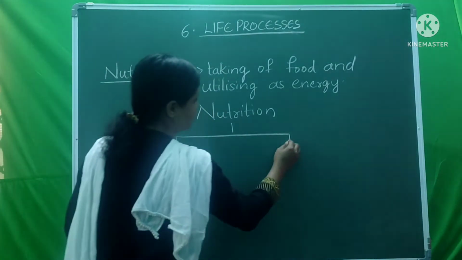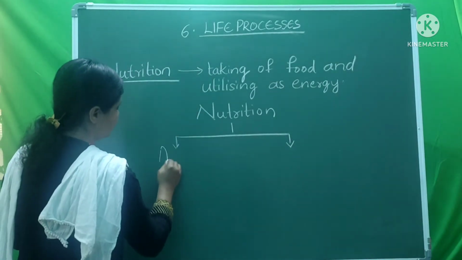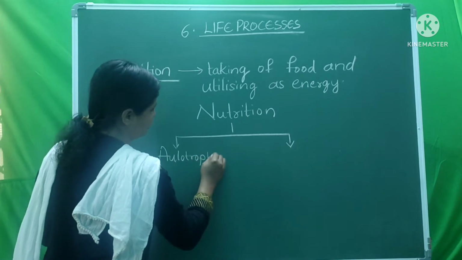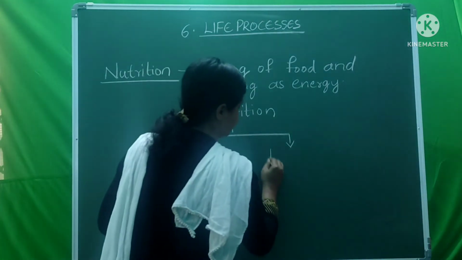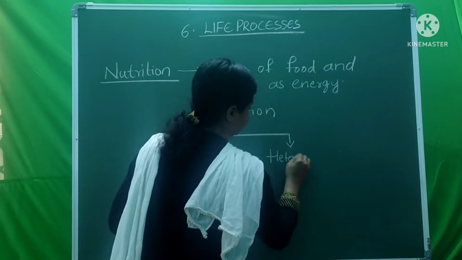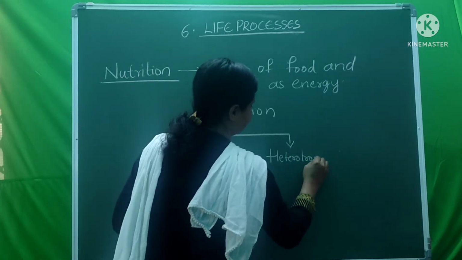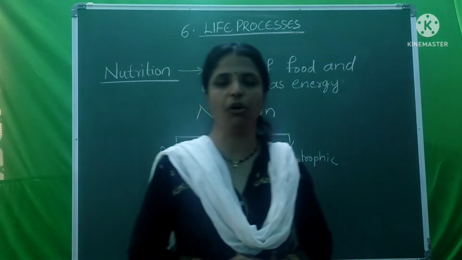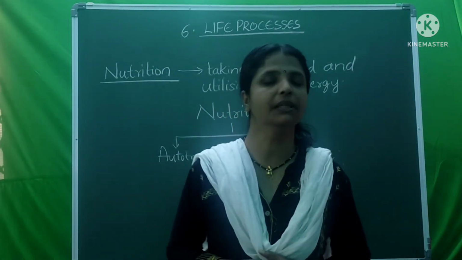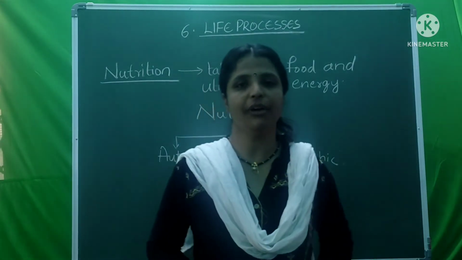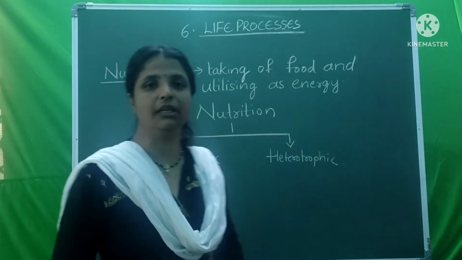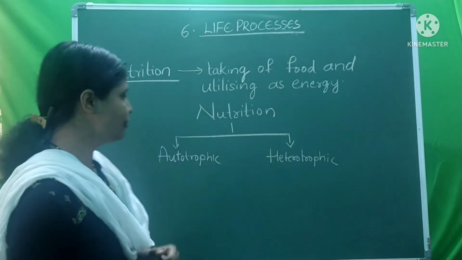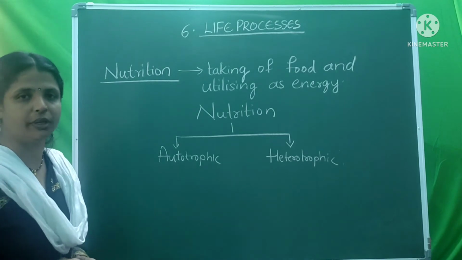Okay, what are those two modes? The first one is the autotrophic mode of nutrition and the other is the heterotrophic mode of nutrition. Okay, so what do you mean by autotrophic and heterotrophic? इसका मतलब क्या होता है? Whatever we are going to learn about autotrophic and heterotrophic is all related to the plants and animals that we are going to learn in this topic. So first let us move to autotrophic.